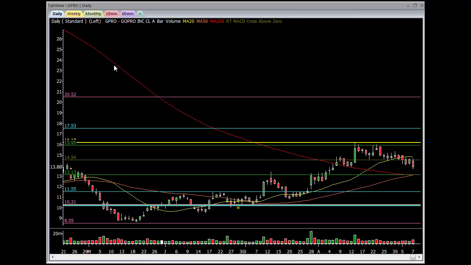Today we're going to look at GPRO, AAPL, BIDU, and TWLO. We're going to look at the daily, weekly, and monthly time frames. We're going to use technical analysis here at StockBookie.com.